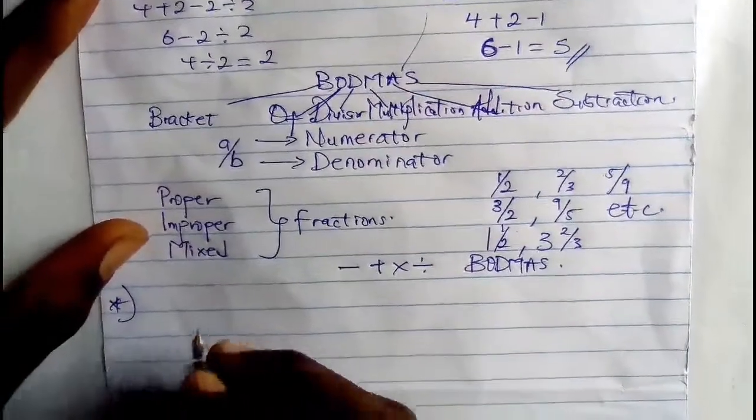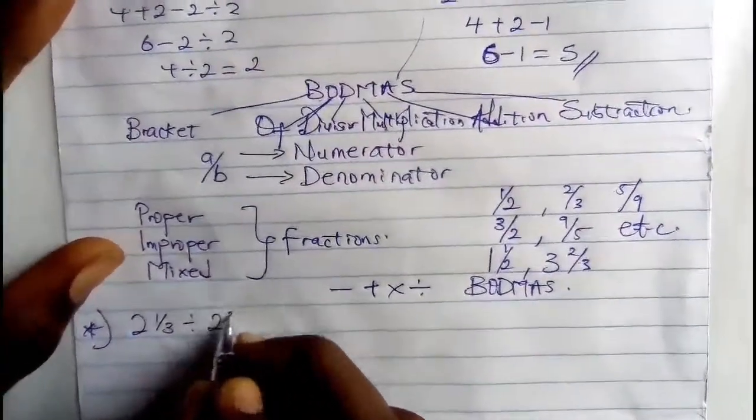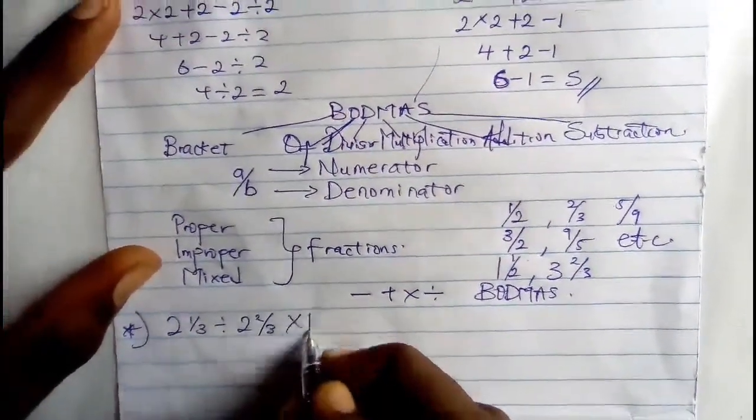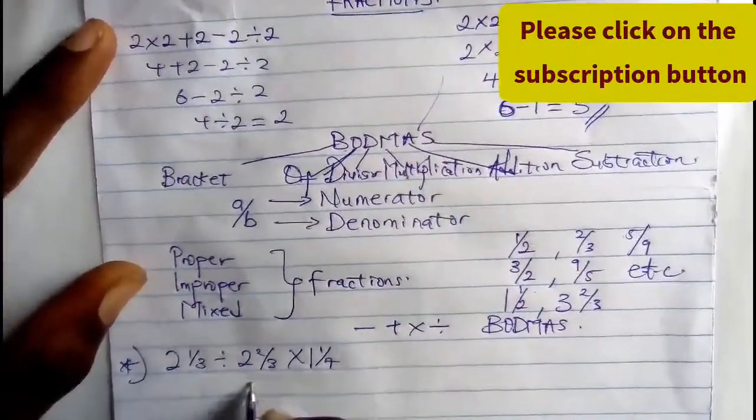So if you are told that 2 and 1 all over 3 divided by 2 and 2 all over 3, let me say times 1 whole number 1 all over 7.